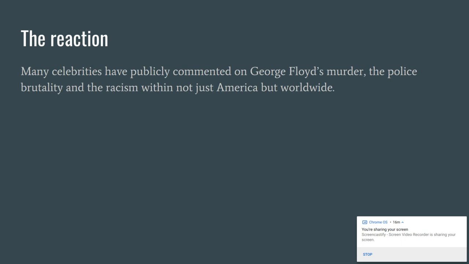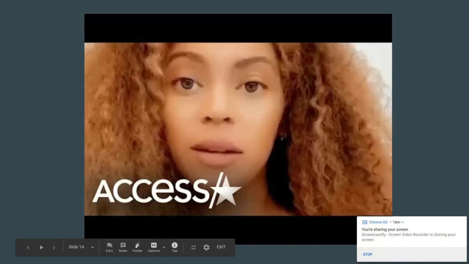Leading on from that, so reaction, we've had many celebrities publicly comment on George Floyd's murder, the police brutality and the racism. And like I said, not just in America, but worldwide, the racism, and not just in regards to the police, but in every aspect, the institutional racism that goes on within the education system. So let's have a look at a couple of celebrities reacting to George Floyd's murder.